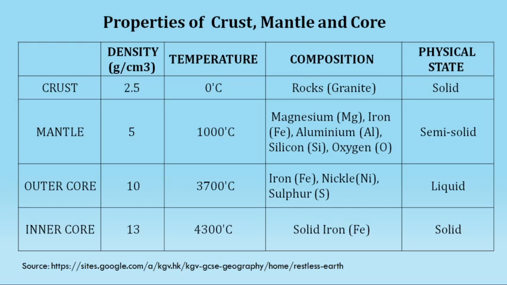state is solid. So what we saw through this table is that as we move from the surface to the center of earth, the density of the material increases. The crustal region has a density of 2.5 gram per centimeter cube, and it increases up to 13 gram per centimeter cube at the inner core. Temperature will also increase from surface to the center. The pressure will also increase from surface to the center. So that was about the properties of the crust, mantle and core layers of earth.